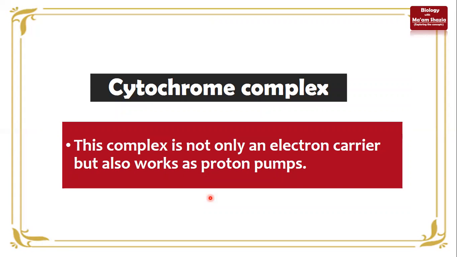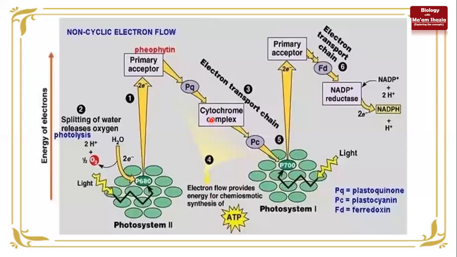A very important point about the cytochrome complex is that this complex is not only an electron carrier, but also works as a proton pump. It means it can pump protons by utilizing energy, right? Whenever you see the word pump, it means some protein is responsible for the work, but on expenditure of energy. So although they are acting as electron carriers, along with that they are also working as proton pumps. Since they take the electrons from the primary acceptor, they are called electron carriers. But along with being a carrier, it also has the capability to pump a proton.